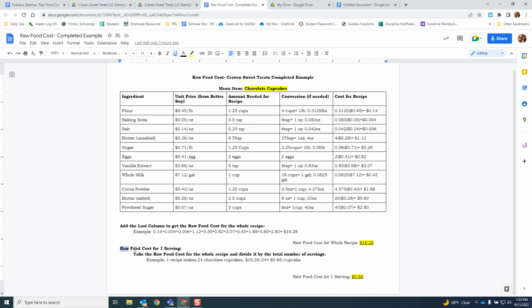Now from there, we need to figure out the raw food cost for one serving. So you're going to take the raw food cost for the whole recipe, which was $16.28, and divide it by the total number of servings that yours makes. For mine in particular, one recipe makes 24 cupcakes. So I'm taking the $16.28 and dividing it by 24. That means it cost me about 68 cents per cupcake. And so I'm going to fill that in down here for the raw food cost for one serving.